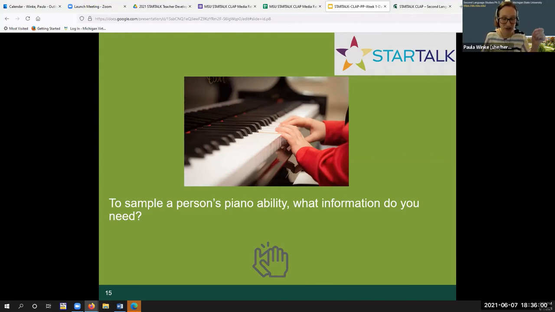So to get a general idea of their ability, would you ask how many years have you been taking piano? Maybe, but that can be deceptive. I took 12 years of piano and I'm still pretty terrible. So maybe how long and the intensity of the program that they were in. Yeah. Okay. Good. And Olga Starchenko, anything else you need to know? I think maybe a level, music or technical, and how many years. Right.